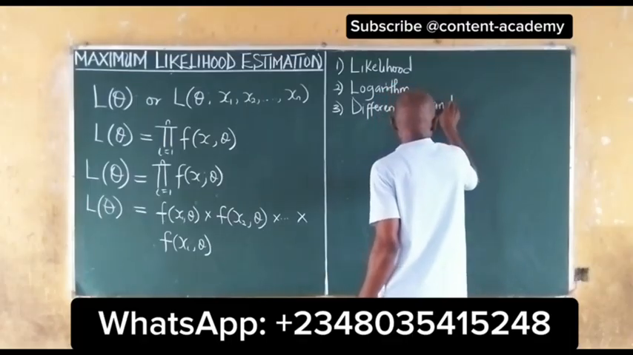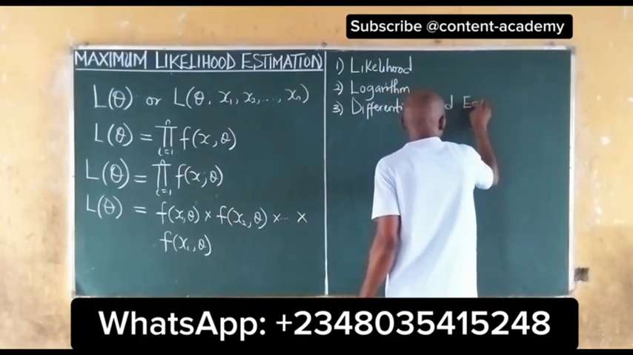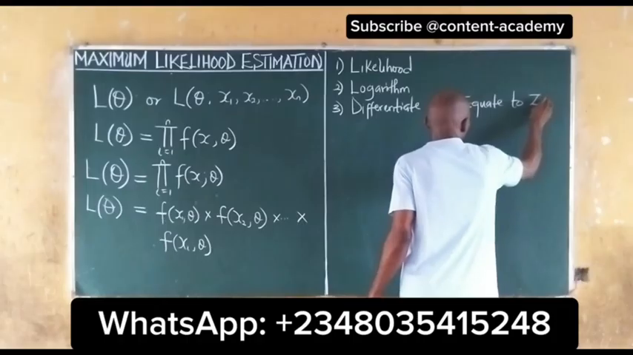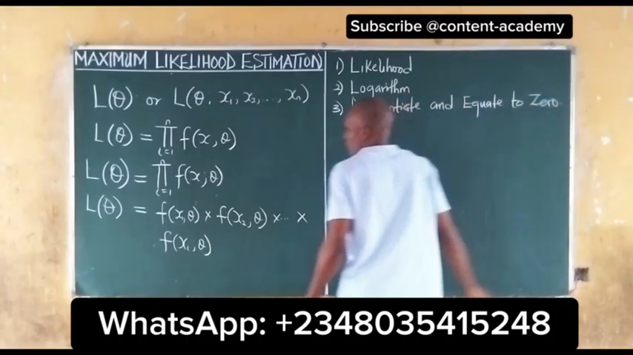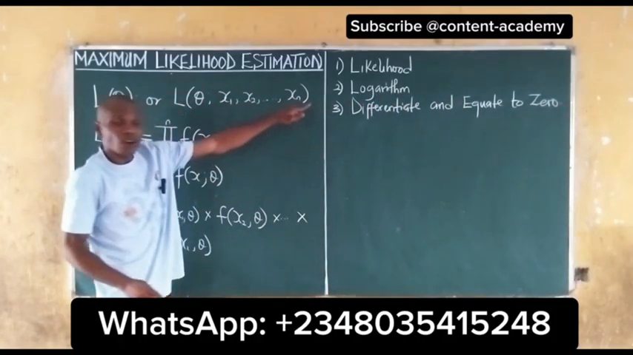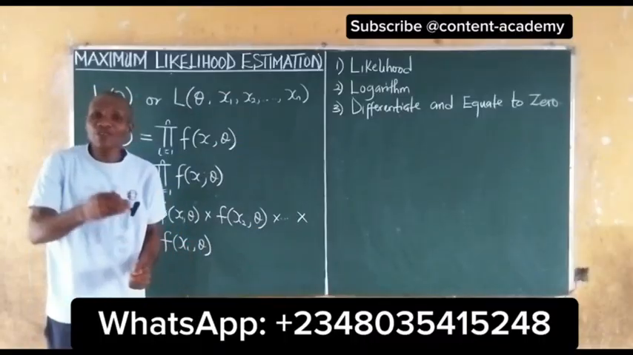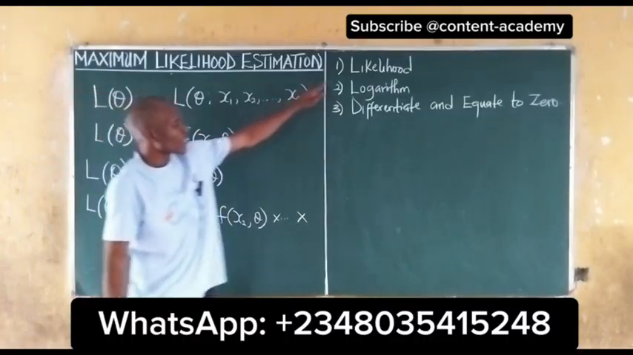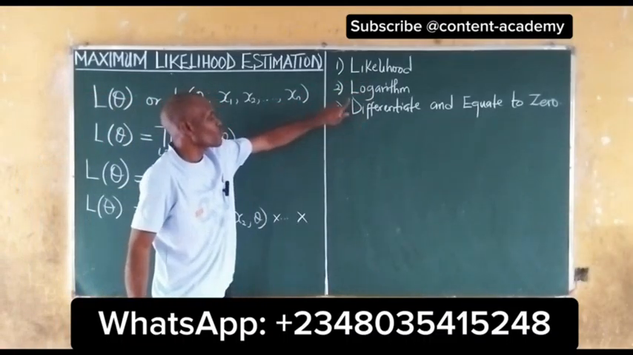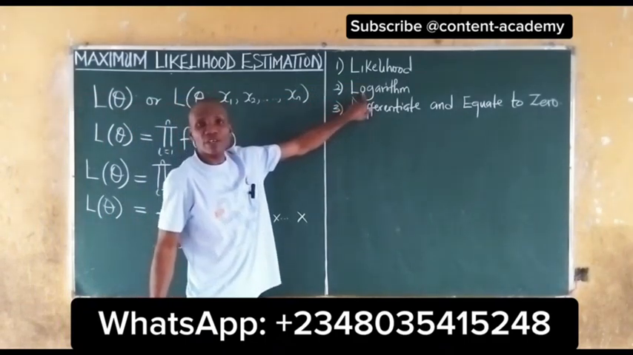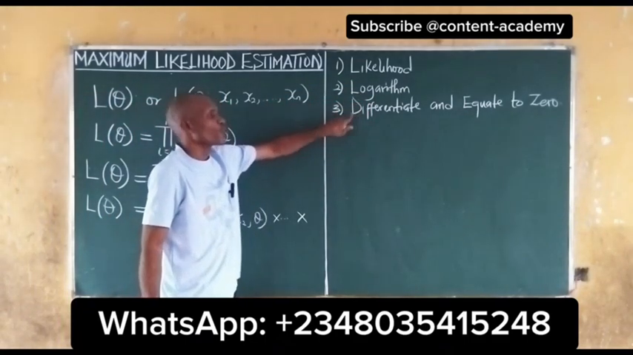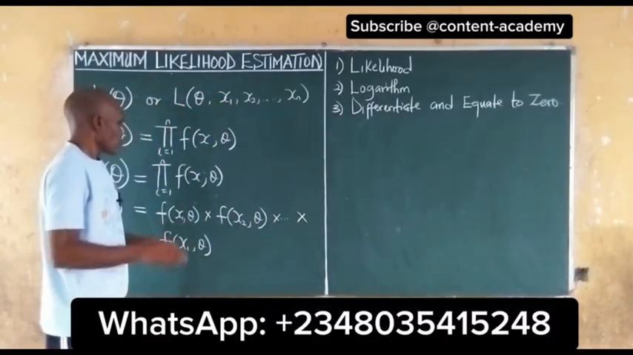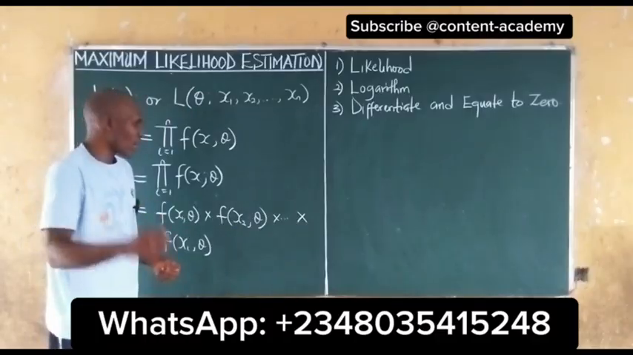The third one is to differentiate and equate to 0. So this is how we can obtain the maximum likelihood estimation of any given distribution. You take the likelihood function, you take the logarithm of that distribution, you differentiate and you equate to 0. Once you do that, you have succeeded in getting the maximum likelihood.